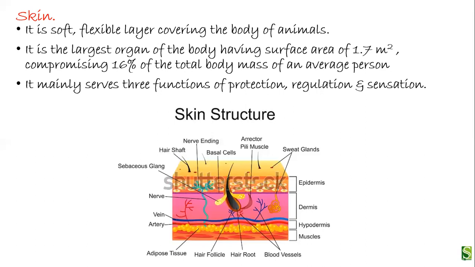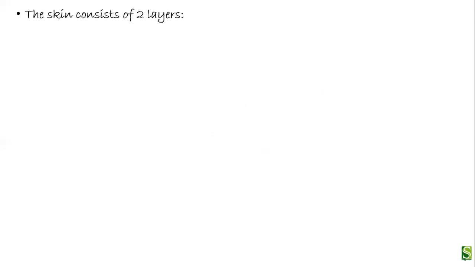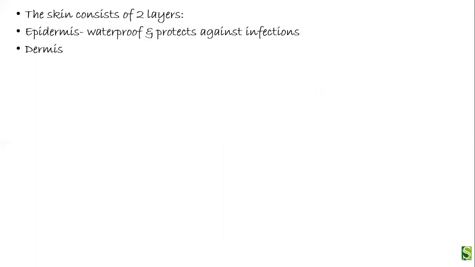Now we will see in detail about these layers. Basically the skin consists of two layers. First is the epidermis. It is waterproof and it protects against infections. Next is the dermis. It is the location for the appendages of the skin. Now the appendages of the skin are hair, hair follicles, then sebaceous glands, then sweat glands. These are the appendages of the skin.